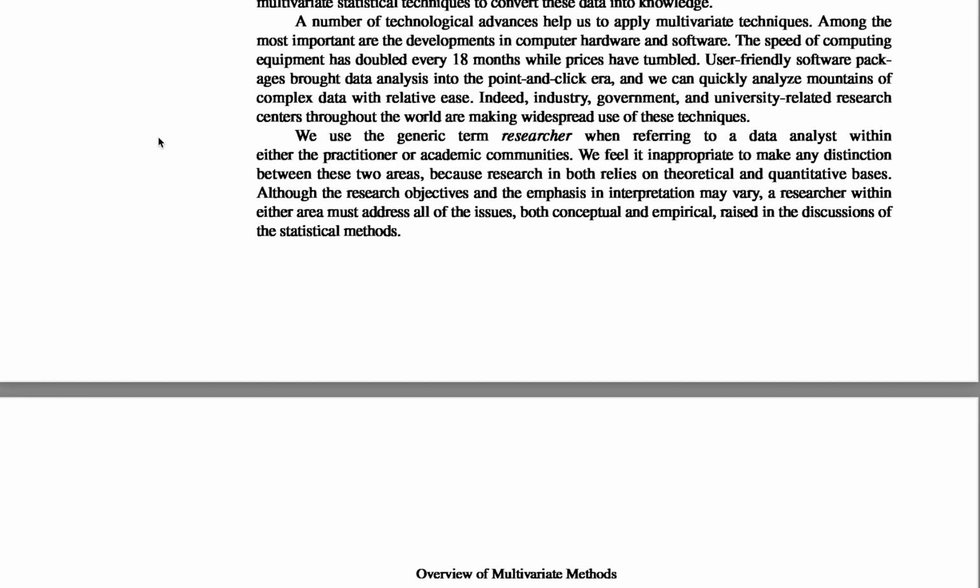We use the generic term researcher when referring to a data analyst within either the practitioner or academic communities. We feel it is inappropriate to make any distinction between these two areas because research both relies on a theoretical and quantitative basis. Although the researcher's objective and the emphasis in interpretation may vary, a researcher within either area must address all of the issues, both conceptual and empirical, raised in this discussion of statistical methods.